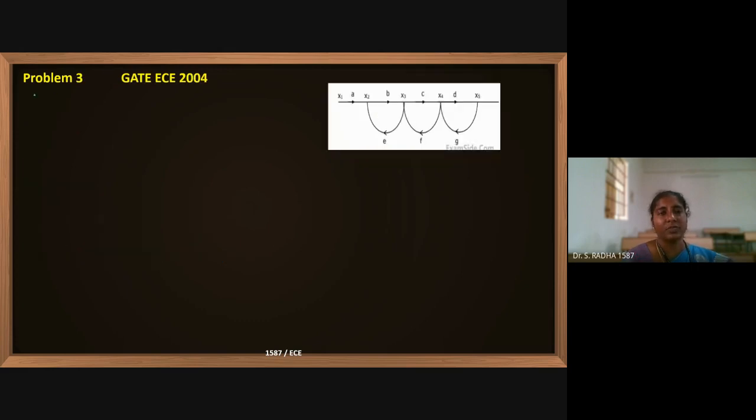Now next one. Straight away you can write the forward paths, one in number. Once you get familiarized, you need not draw the diagram or write the product of gains; you can just analyze and write the one forward path. Now coming to the loops: one loop is B into E, the second loop is C into F, and the third loop is D into G. Three loops are present.